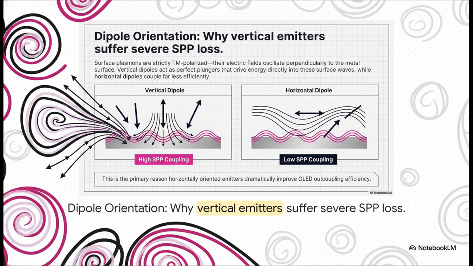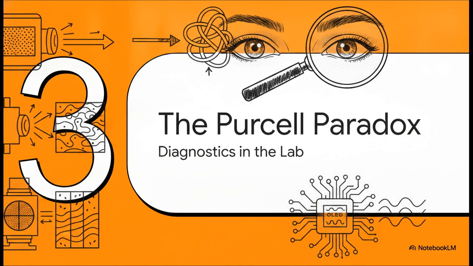A horizontal dipole, on the other hand, sits parallel to the surface and couples far less efficiently. It mostly sidesteps the trap altogether. Section 3. Diagnostics and the Purcell paradox. How do we detect this thief?